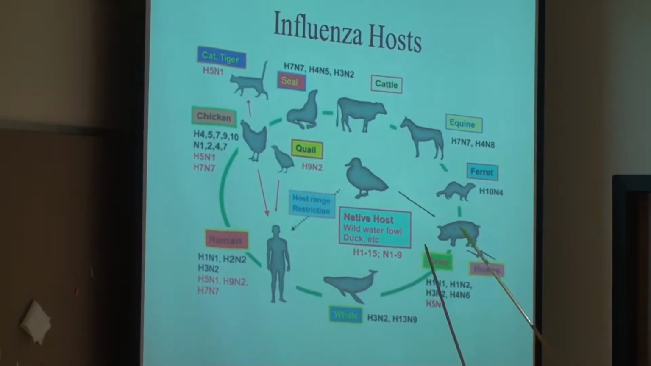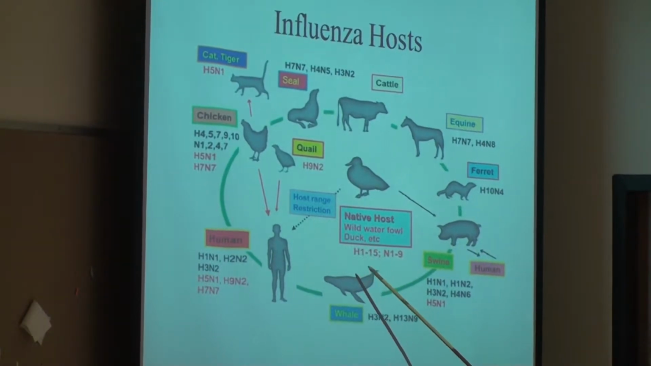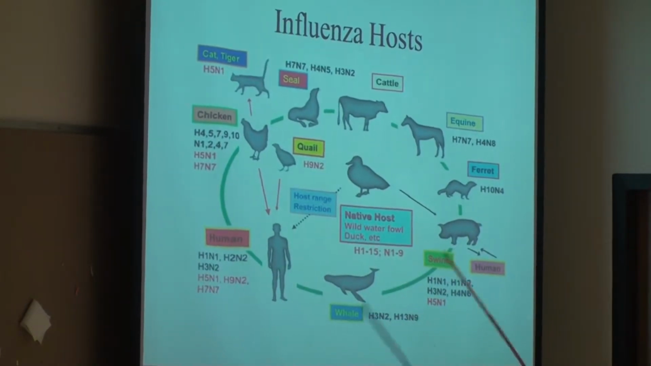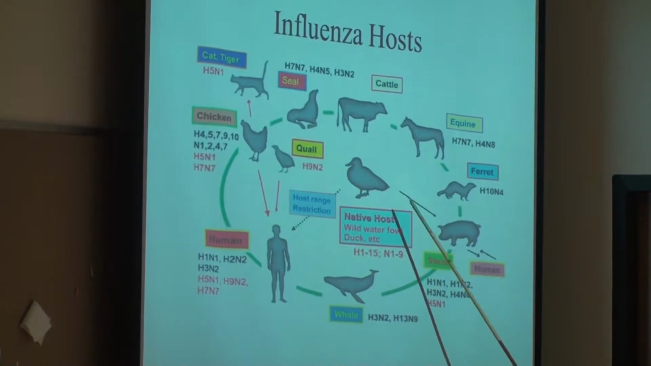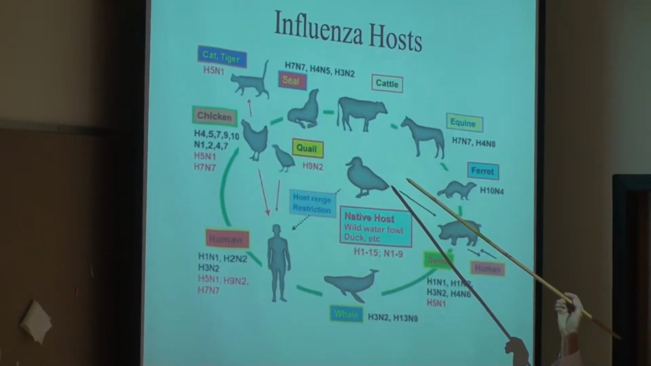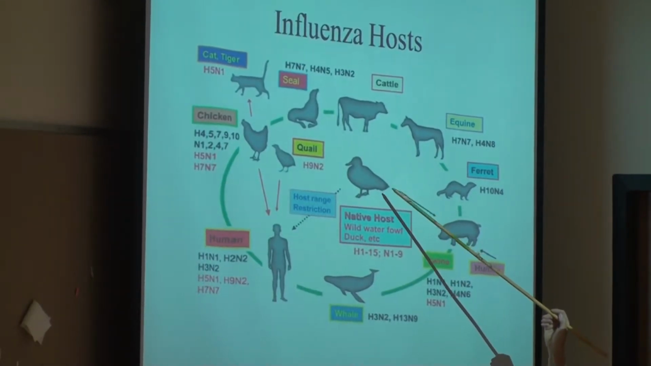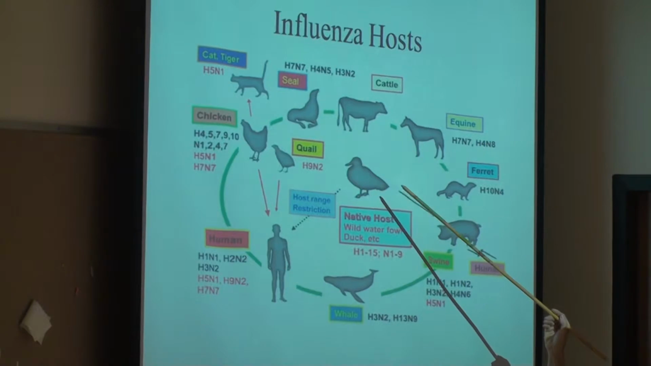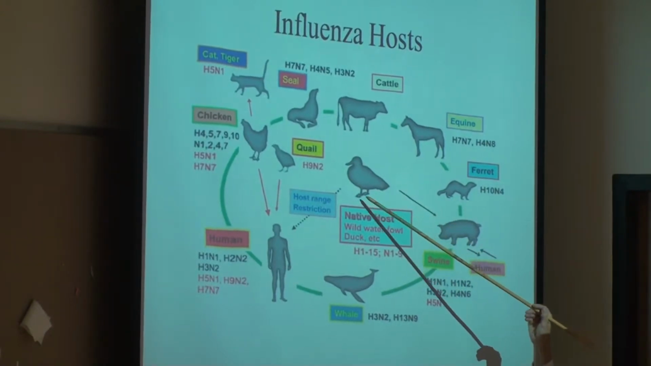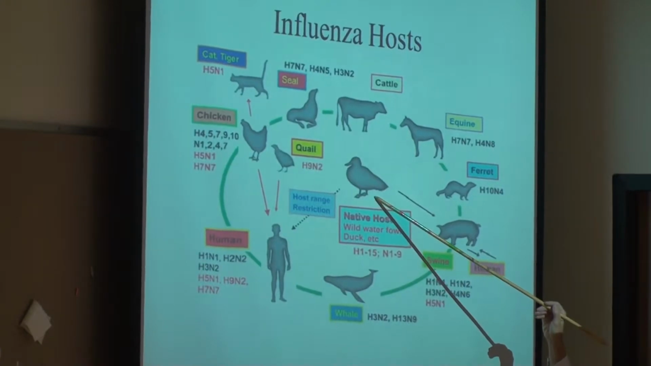Now, the host organism that they've been able to isolate influenza viruses with all 15 H antigens and all 9 N antigens have been wild water birds like ducks. And so biologists think probably wild water birds like ducks were probably the original host because we find the greatest variety of influenza viruses in wild water birds like ducks.